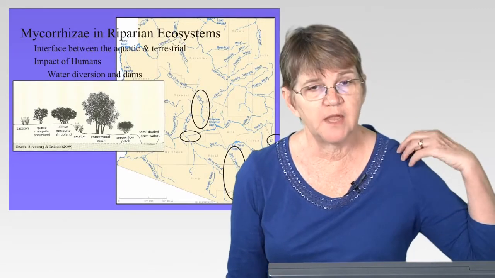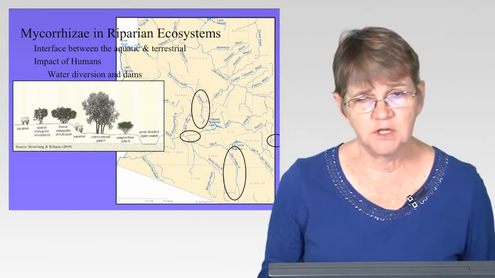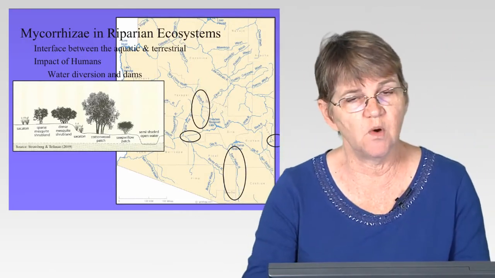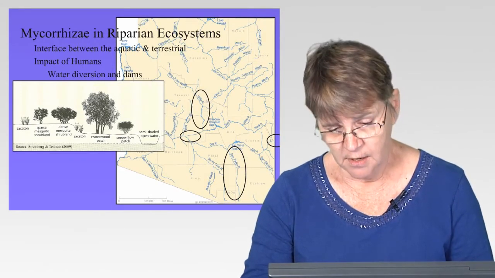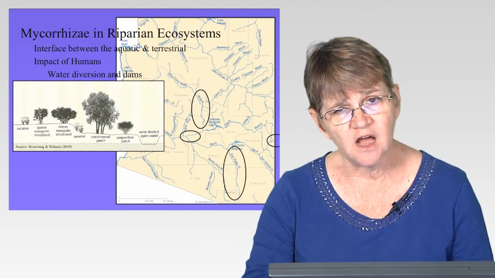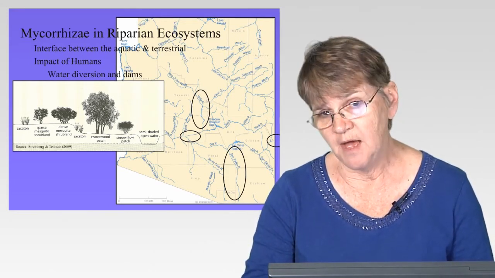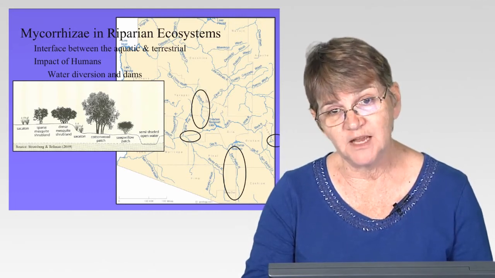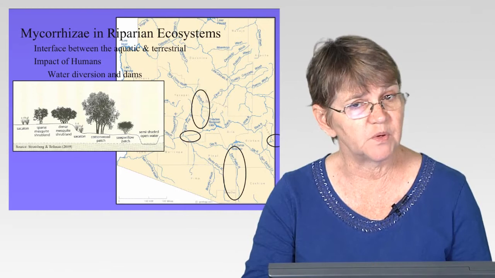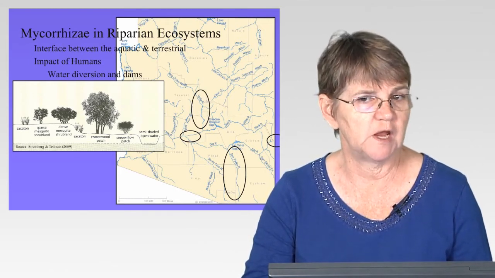So I'm going to talk about mycorrhizae in riparian ecosystems. Riparian ecosystems are the interface between aquatic and terrestrial environments. And in Arizona, these are very important as hotspots of biodiversity. Even though they are an estimated 5% of our land area, they are probably about 50% of the diversity of bird species and plant species and everything occur in those areas.